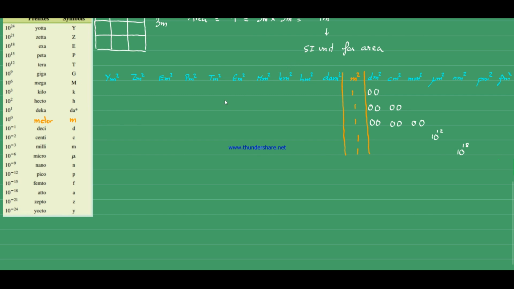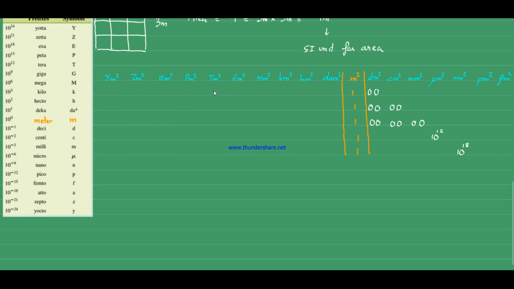All right. Now, how about the relation between the reference area unit and this unit? So I'm gonna just go ahead and start with the tera. So you see the tera is 10 to the 12 meter. 1 terameter is 10 to the 12 meter. So it means that 1 terameter square.